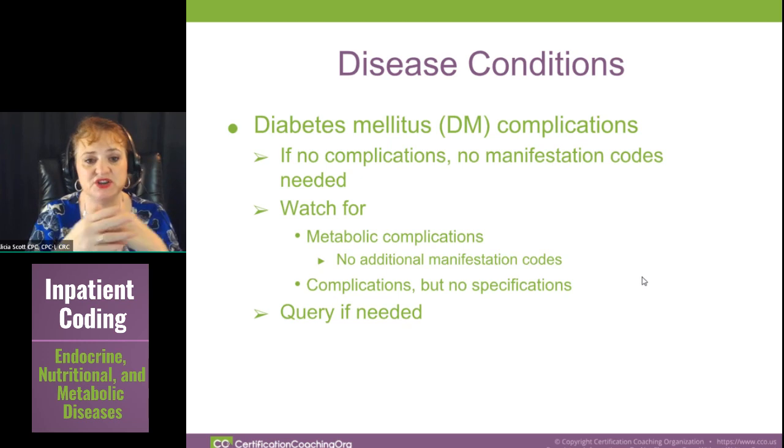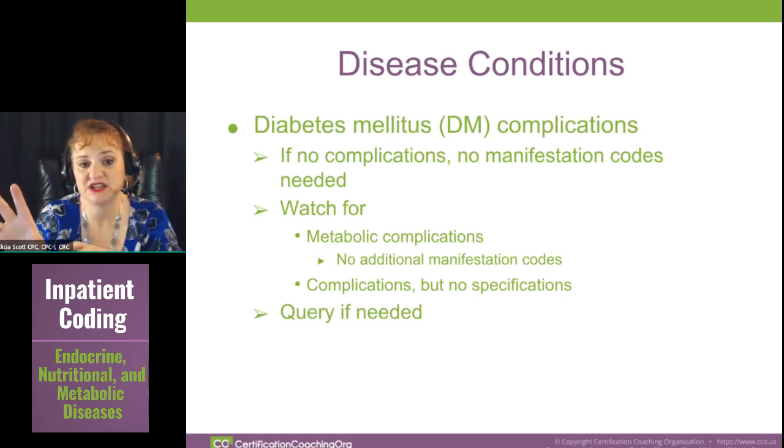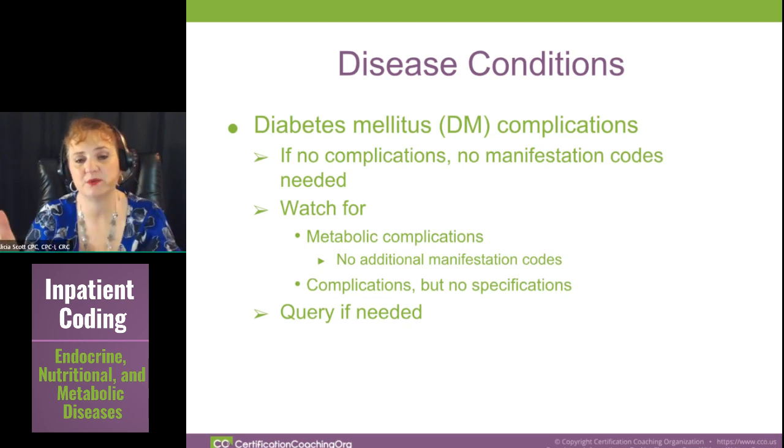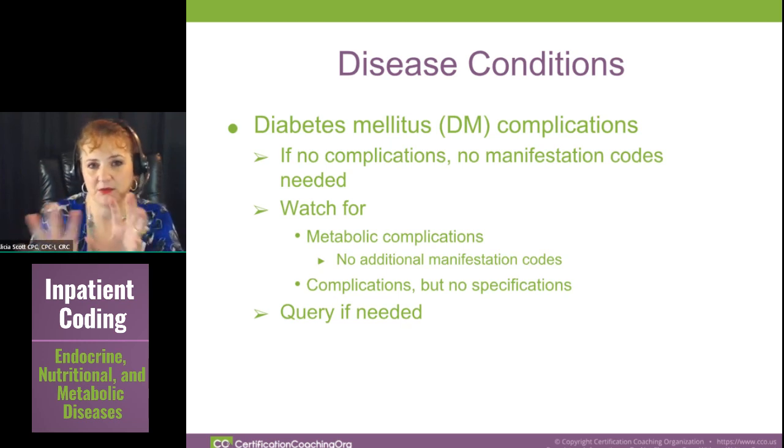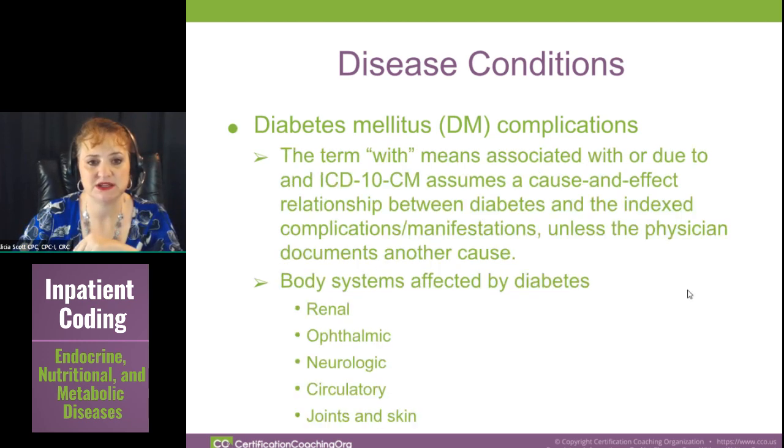If there's no complications and no manifestations, then it's going to be E11.9 or E10.9, just regular old diabetes mellitus, type 1 or type 2. But you need to be very careful for things that might be a manifestation that you're not aware of, like metabolic complications, okay? Complications with no specifications. If you're not sure, query the provider. That means go ask your provider and say, can you educate me and let me know if this particular patient is a manifestation of their diabetes.